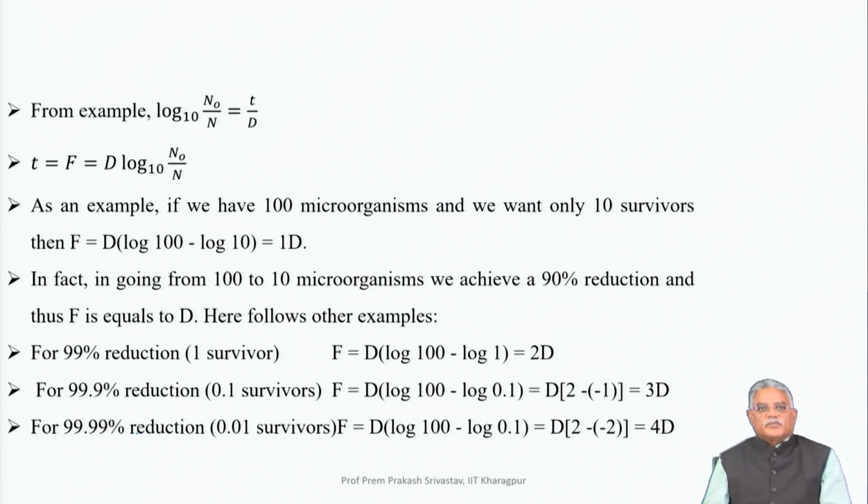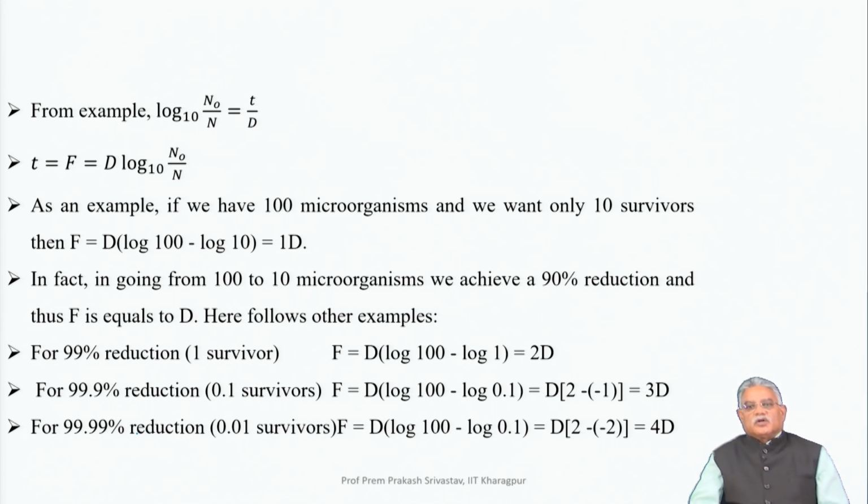As an example, if we have 100 microorganisms and we want only 10 survivors, then F is equal to D into log 100 minus log 10, that is 1D. In fact, in going from 100 to 10 microorganisms, we achieve a 90% reduction, and thus the F value is equal to D. Here follow other examples for 99% reduction and 1 survivor.